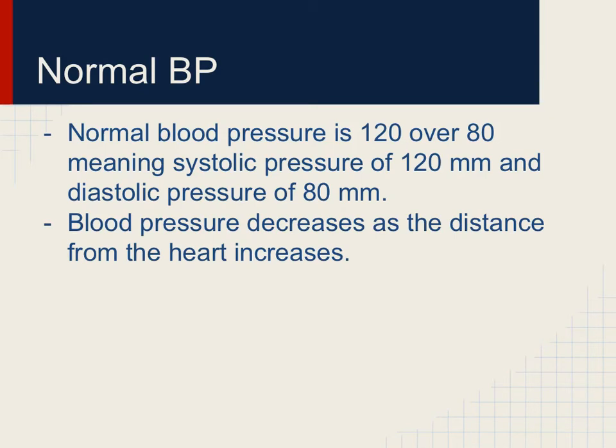Normal blood pressure. Normal blood pressure is approximately 120/80, meaning the systolic pressure is 120 and the diastolic pressure is 80. Blood pressure decreases as the distance from the heart increases.